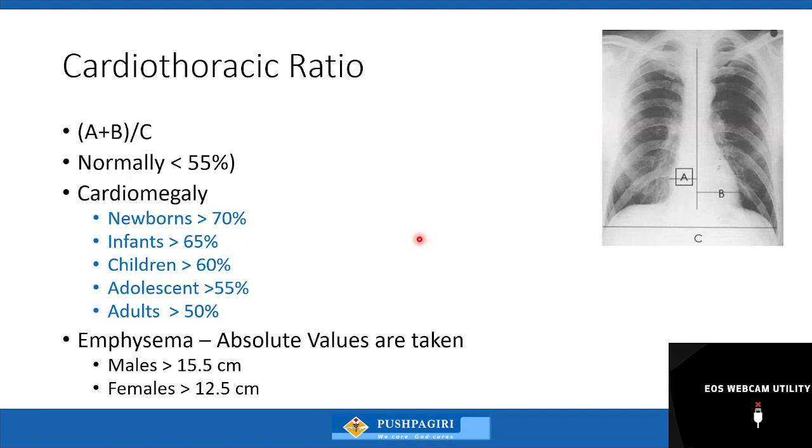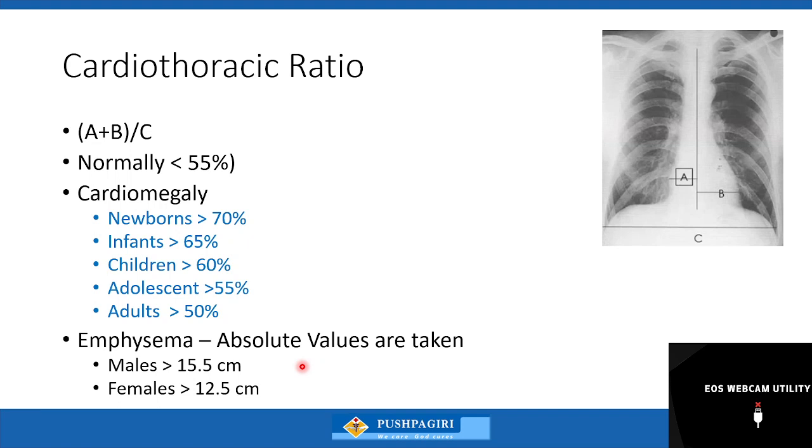And if there is emphysema, we know that the heart will be pushed by the lung, so it will be a tubular heart. Even if there is cardiomegaly, the effect of the inflated lung will affect it. So in emphysema, we have to take an absolute value. That is, A plus B should be more than 15.5 in males and more than 12.5 in females. So an absolute value should be taken to determine cardiomegaly in emphysema.